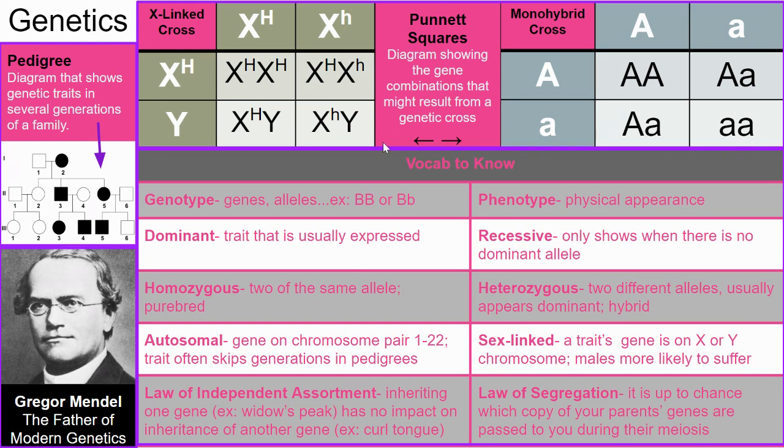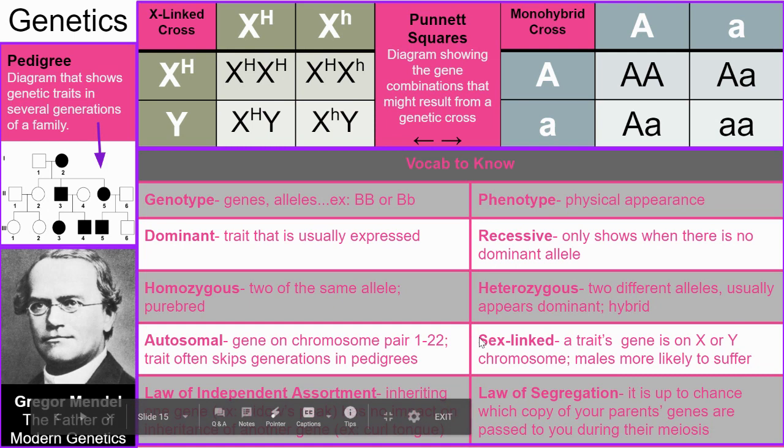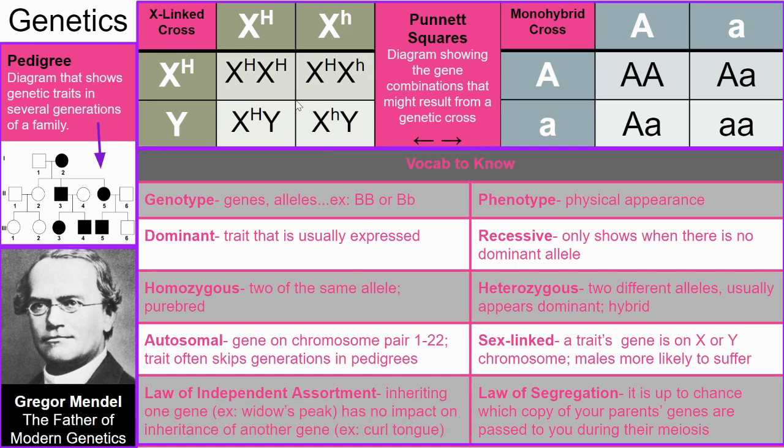The other cross that I show you here is the X-linked cross. That is a sex-linked trait then. Let's talk about that for the example hemophilia, because we have H's here. Hemophilia means that your blood is not able to clot. If you get injured, you will continue bleeding and bleeding and bleeding. That is an X-linked trait. That is an X-linked recessive trait.